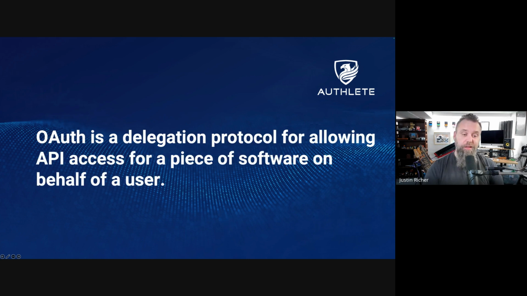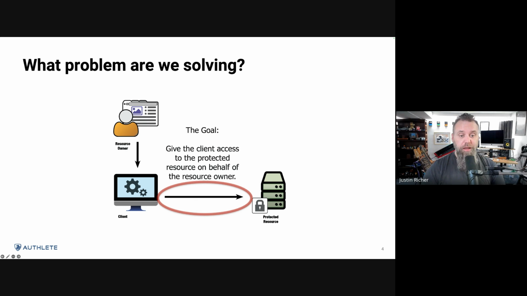So OAuth is fundamentally a delegation protocol. It's something you can use to allow API access for a piece of software, but most importantly, on behalf of a user. In other words, we've got a person here, which OAuth calls the resource owner, and they've got access to some set of things that are behind an API. They've got a user account. Maybe this is their calendar or their photos or medical records or really anything.